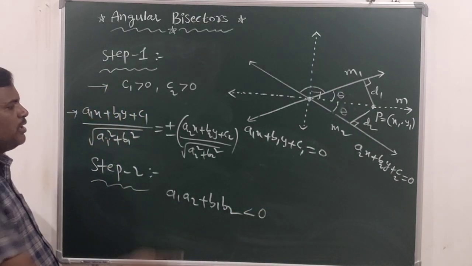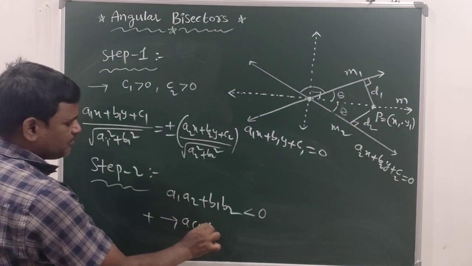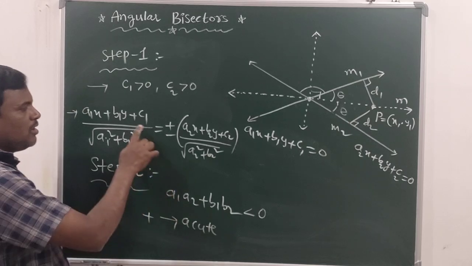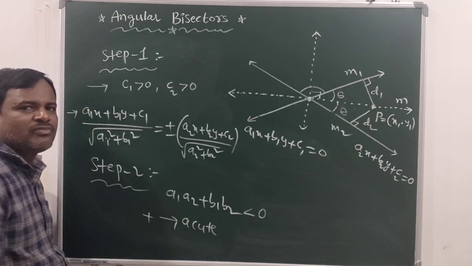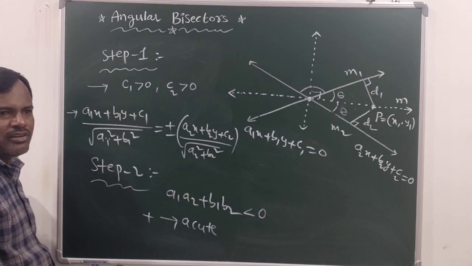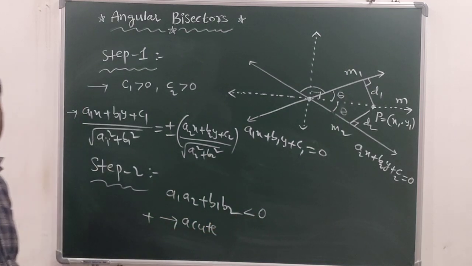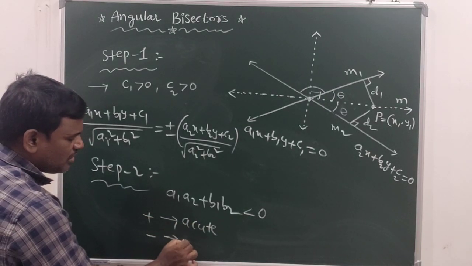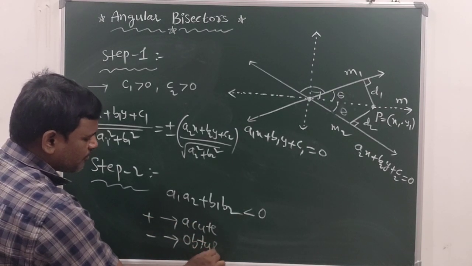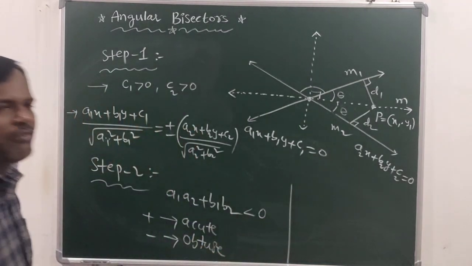Students, here this plus sign indicates the acute angle bisector. On equating with plus you get one bisector, no? That will be the acute angle bisector, whenever this is negative. And if it is negative, this minus indicates the obtuse angle bisector. Obtuse angle bisector. I hope you have understood this.